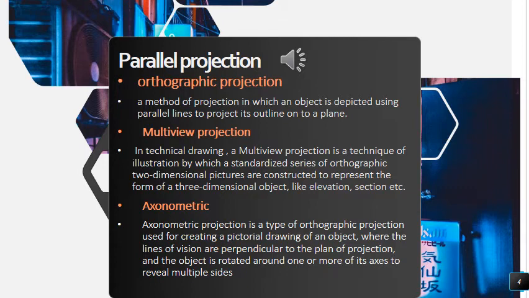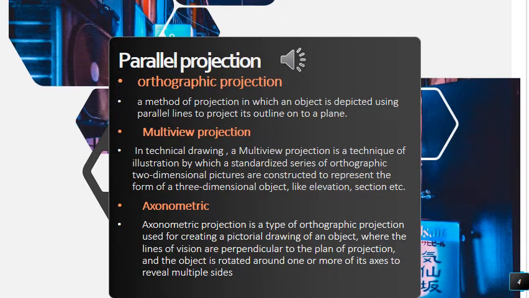projection, axonometric projection is a type of orthographic projection used for creating a pictorial drawing of an object where the lines of vision are perpendicular to the plane of projection. The object is rotated around one or more of its axes to reveal multiple sides, so that we can understand all the sides, their impacts, and the sizes of the object. All of these things should be understood from the axonometric view.